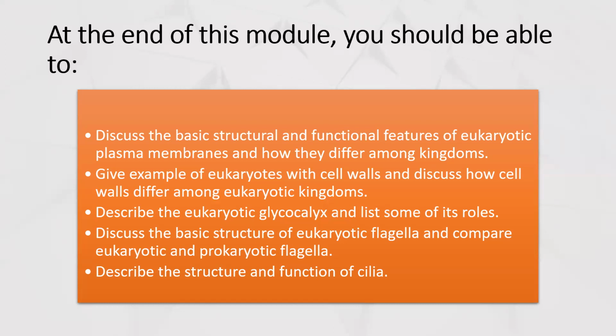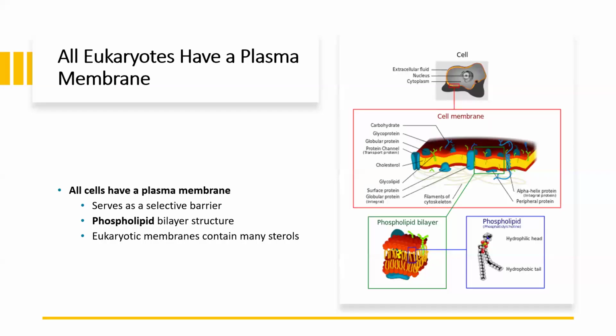By the end of this module, you should be able to discuss the basic structural and functional features of the plasma membrane, give examples of eukaryotic cell walls and how they differ in the kingdoms, describe the eukaryotic glycocalyx and list some of its roles. Discuss the structure and function of eukaryotic flagella and compare them to prokaryotic flagella, and describe the structure and function of cilia.